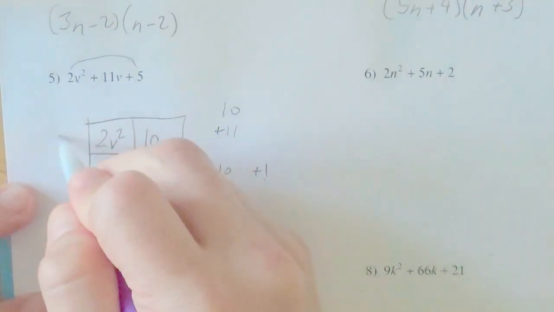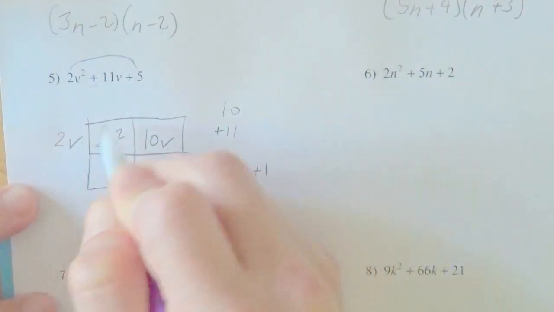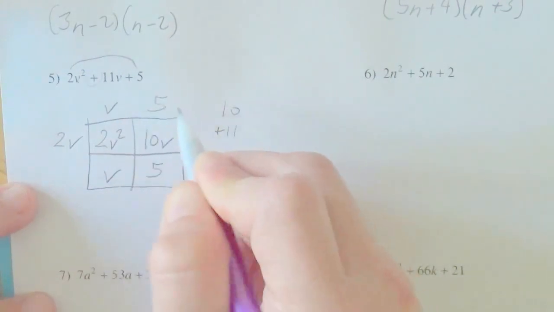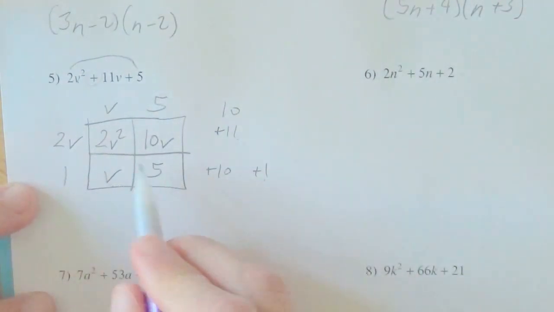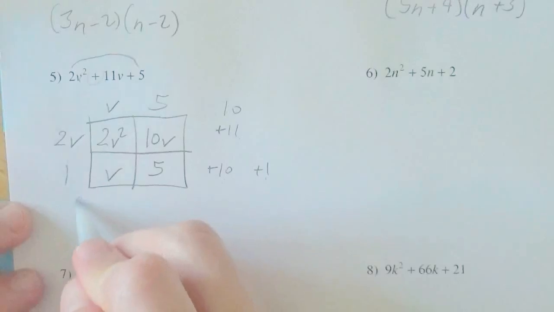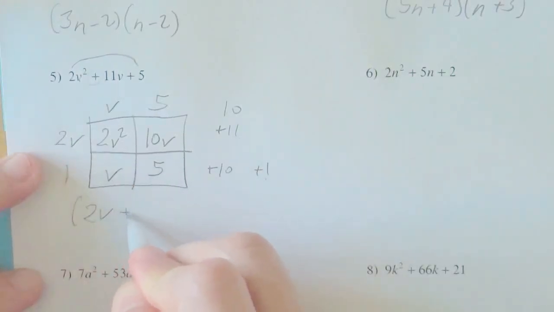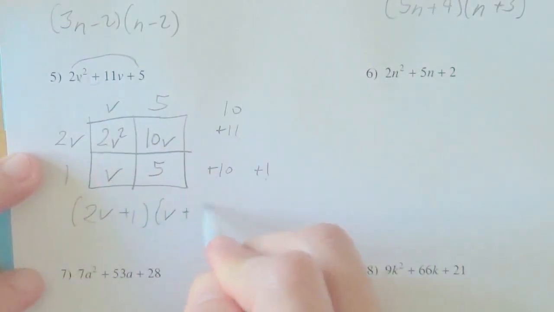Factor out a GCF from the top, so factor out a 2v. I'll be left with a v and a 5. Factor out a 1, v and a 5. It's working. I'll have 2v plus 1 times v plus 5. Let's see, anything more interesting on the back?